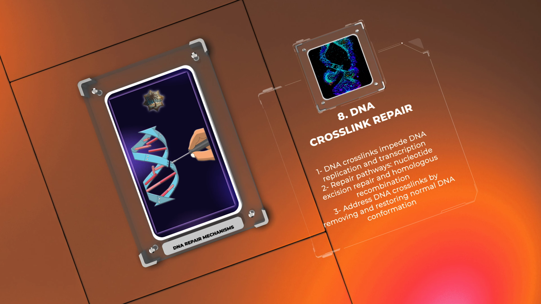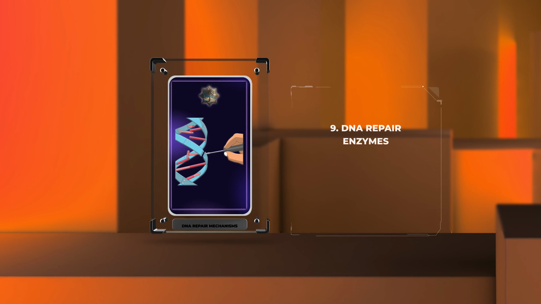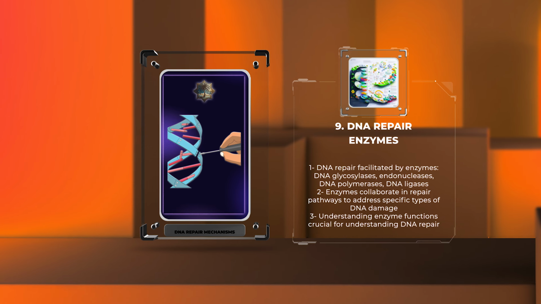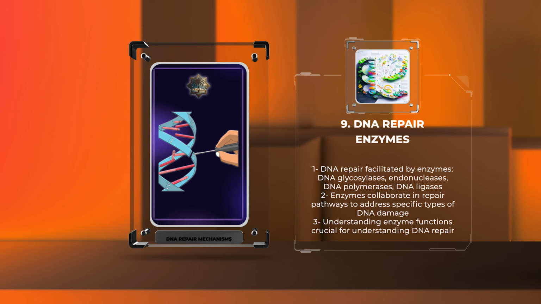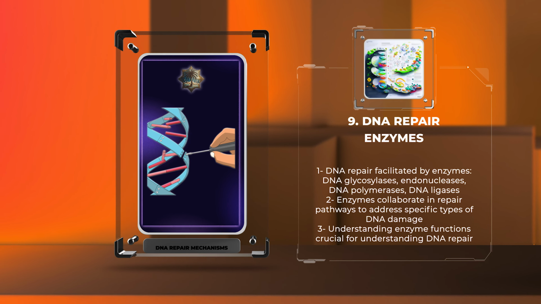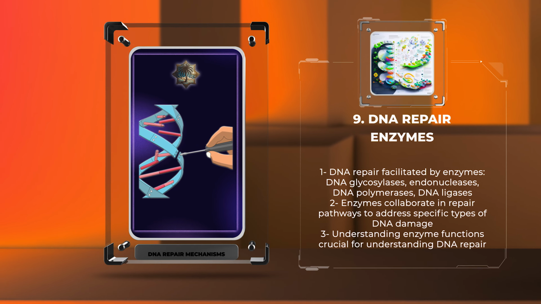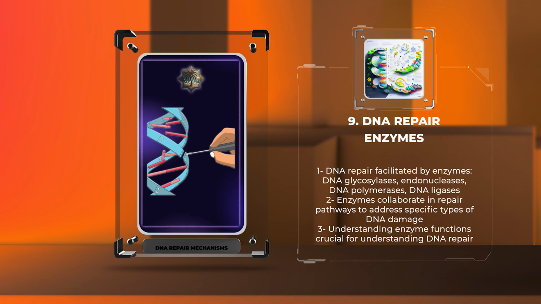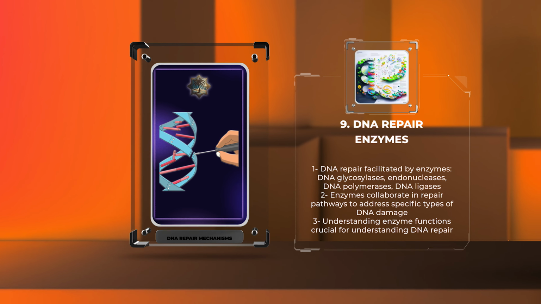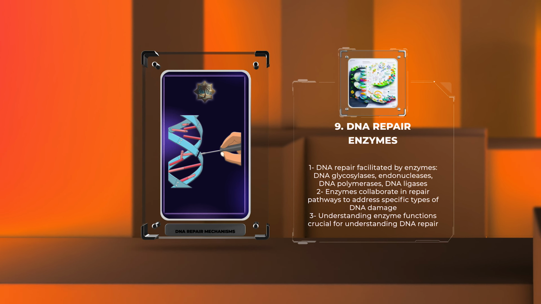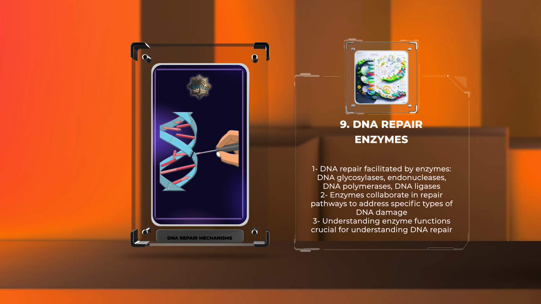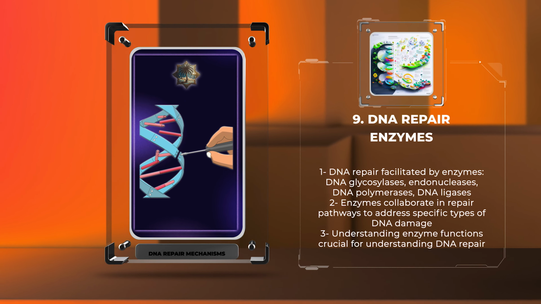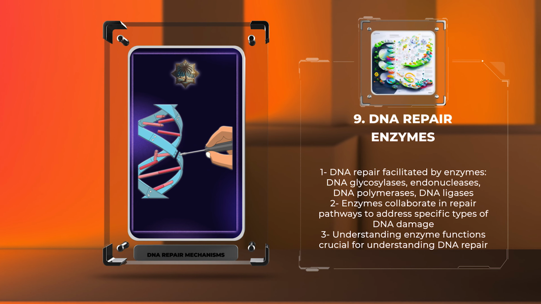DNA repair is facilitated by a diverse range of enzymes that recognize, excise, and restore damaged DNA segments. These enzymes include DNA glycosylases, endonucleases, DNA polymerases, and DNA ligases, among others. Each repair pathway often involves a unique set of enzymes that collaborate to precisely repair the specific type of DNA damage encountered. Understanding the functions and mechanisms of these enzymes is crucial for unraveling the intricacies of DNA repair.